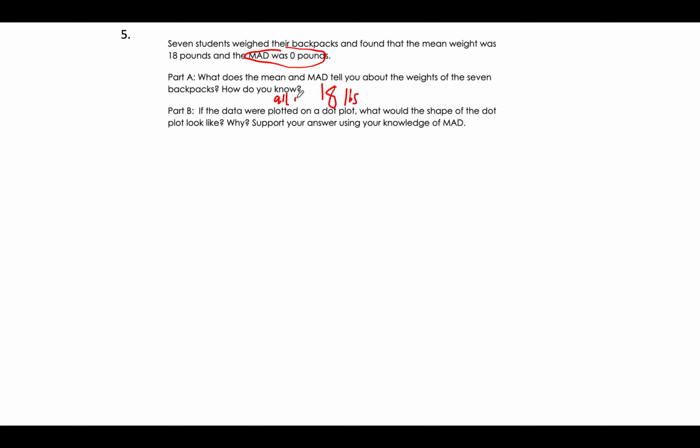So all are going to be 18 pounds. It's because our MAD is 0 and our average weight is 18. So that means we're going to have 18 plus 18 plus 18 plus 18, and we're going to divide that by 7. And so our average is going to be 18 pounds. And if we had a dot plot to represent that, it would just be 7 dots on our dot plot to represent the 7 weights of the backpack.